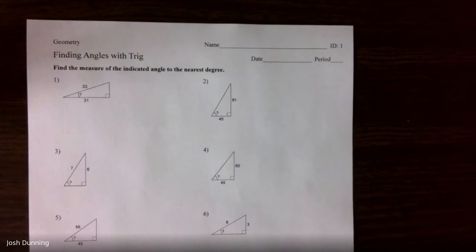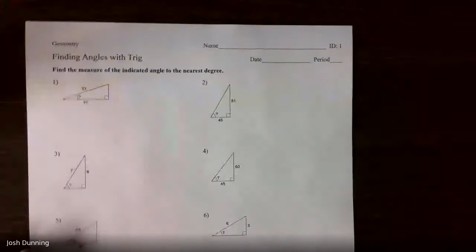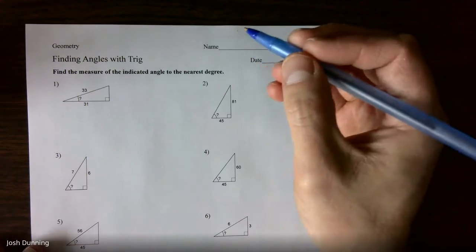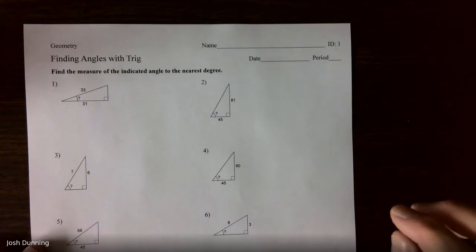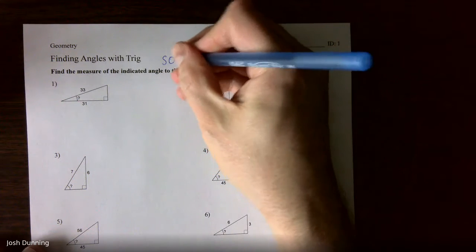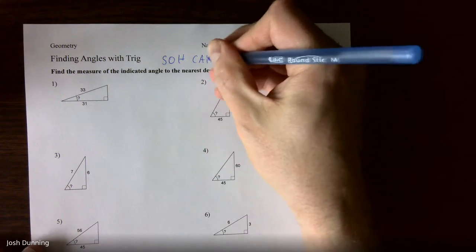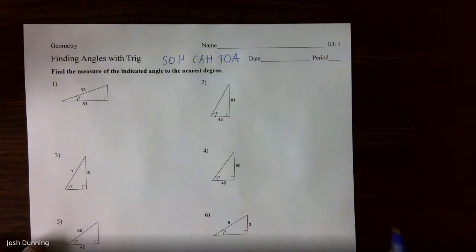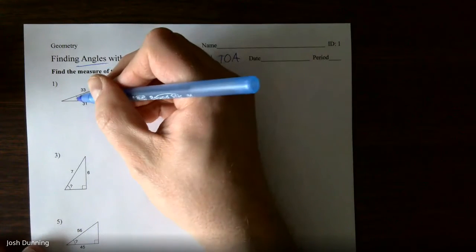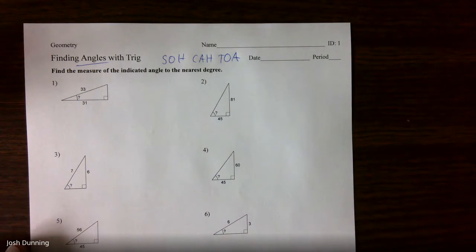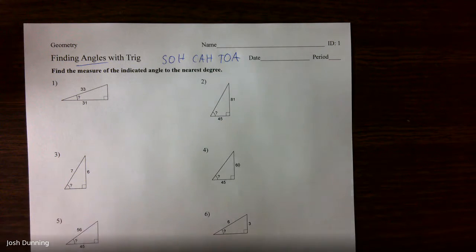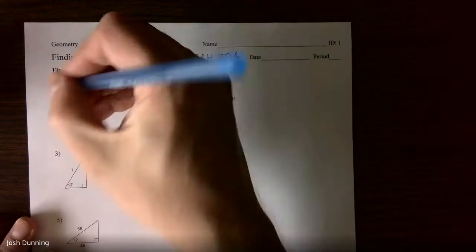All right, now this is pretty similar to finding the length of a side. What you did just before this, we're still going to do the SOHCAHTOA thing. The difference here is we're looking for one of the angles, but it starts out exactly the same.